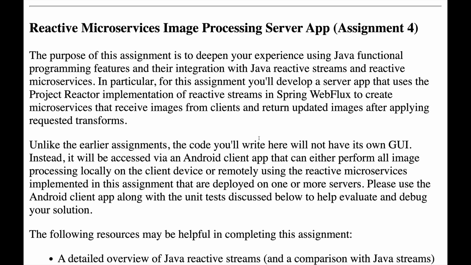Unlike the earlier assignments, the code you write here will not have its own GUI. Instead, it will be accessed by an Android client app that can either perform all image processing locally on the client device or remotely using the reactive microservices implemented in this assignment that are deployed on one or more servers. Please use the Android client app along with the unit test discussed below to help evaluate and debug your solution.